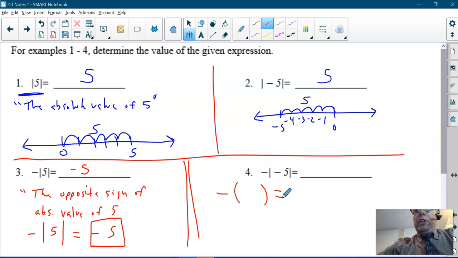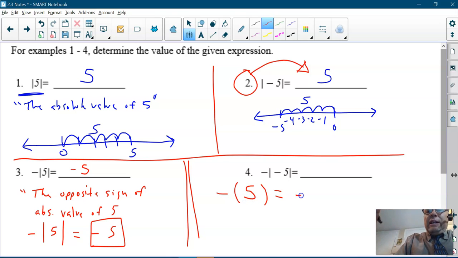Now, if you draw your attention to problem number 2 above, in problem number 2, we identified the absolute value of negative 5 as 5. So really what I'm trying to find is, what is the opposite of 5? The opposite of 5 is negative 5. So my answer over here is yet again negative 5.